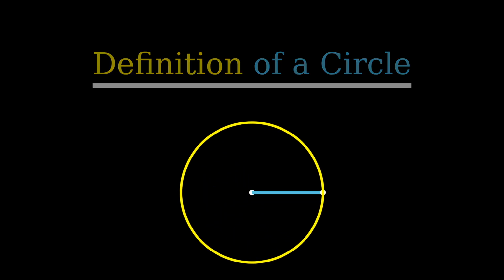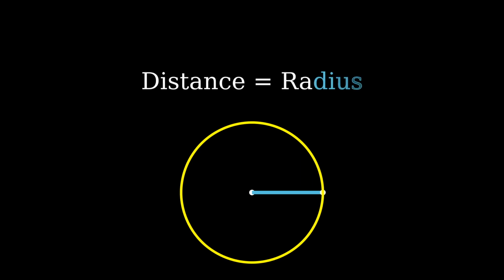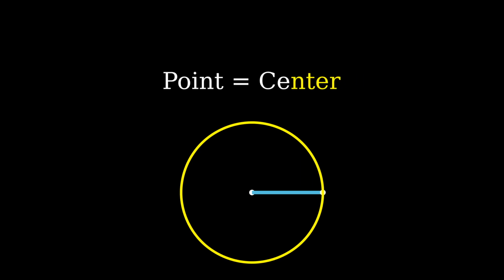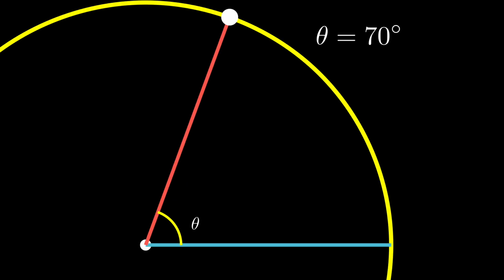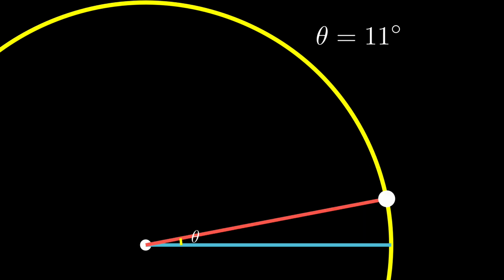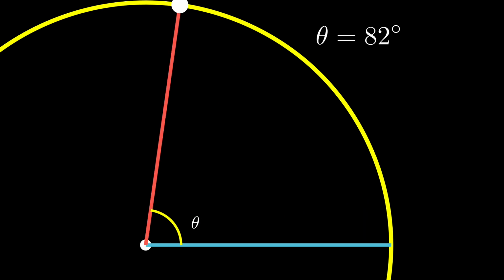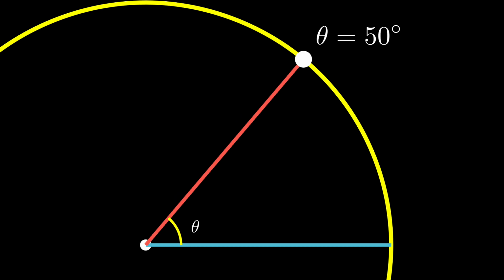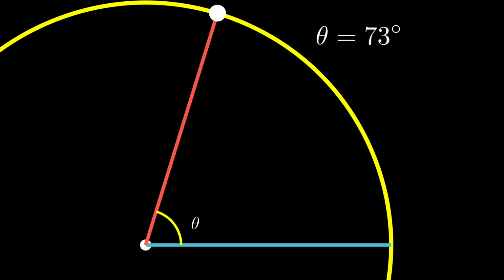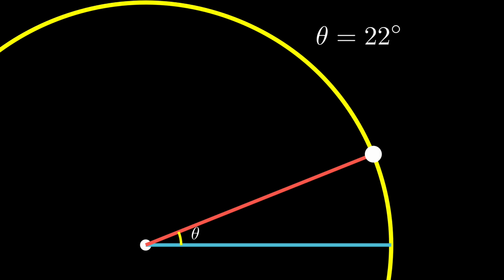This should make sense. Let's quickly review the definition of a circle. A circle is essentially the collection of points that are a certain distance away from a certain point. That distance is the radius, and that point is the center. There will be infinitely many points, but each point will have a certain rotated hypotenuse associated with it. Therefore, each point will have a certain value of theta associated with it.